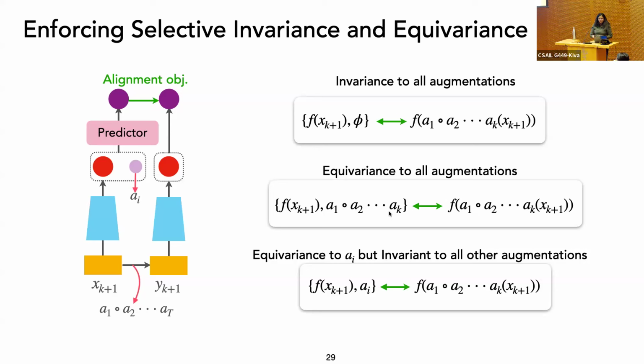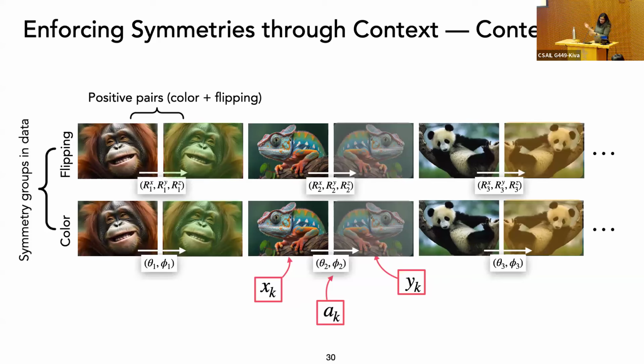So a simple extension on top is, what if you want equivariance to a subset of these transformations, say AI, but want invariance to all others? So what you can instead do is just pass the parameters of the augmentation you want equivariance to and not pass the parameters of the augmentations that you want invariance to. And this idea can be extended in the form of context. And this is our key proposal, which we call Context SSL or Contextualized Self-Supervised Learning.